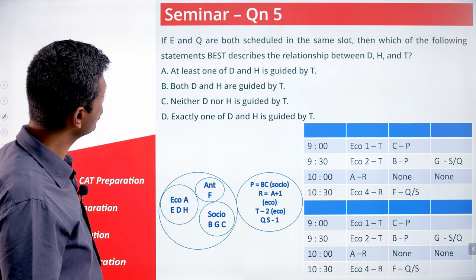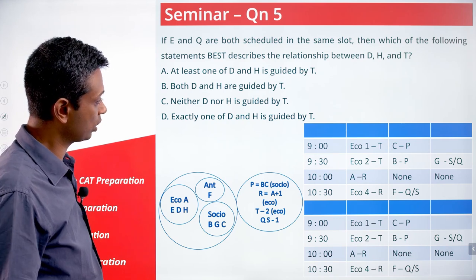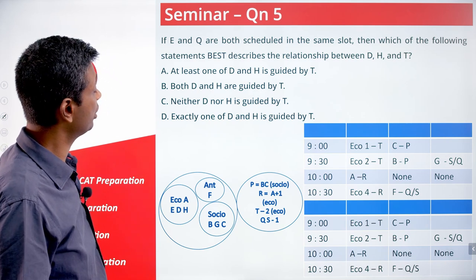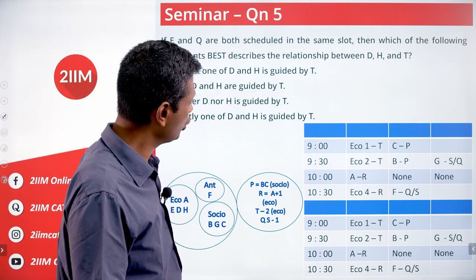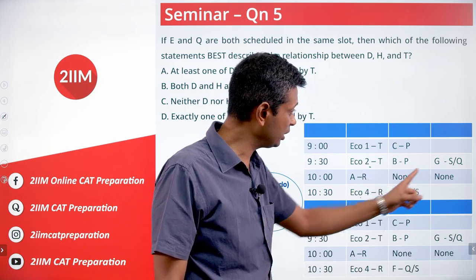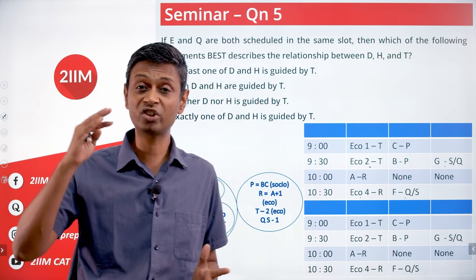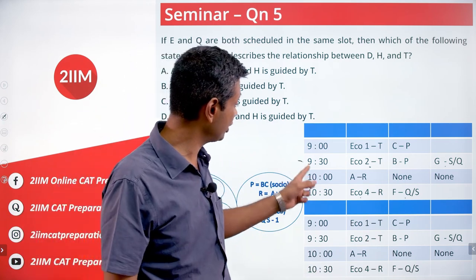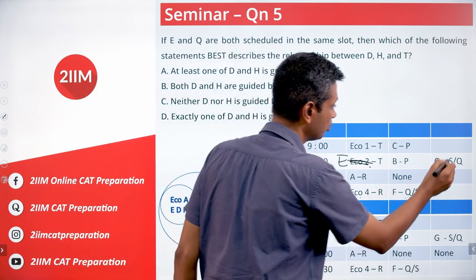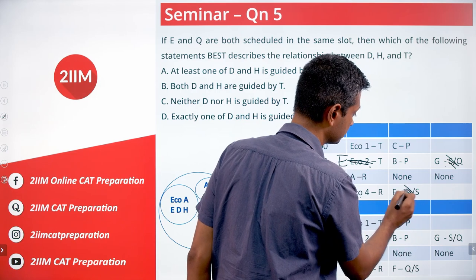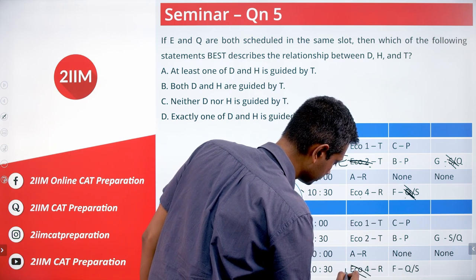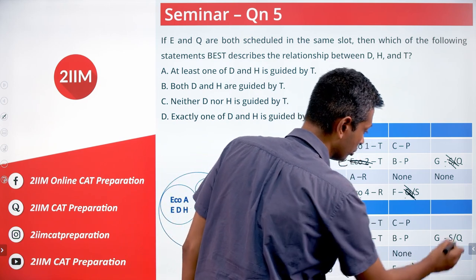If E and Q are both scheduled in the same slot, then which of the following statements best describes the relation between D, H and T? E and Q are in the same slot. Okay, this could be E, this could be Q, or this could be E, this could be Q. Both are possible. The same slot could be the 9:30 slot or the 10:30 slot. Let's try both. Let's put this as E, put this as Q, in which case this would be S. That is one possibility. Or put this as E, put this as Q, which is this would be S.